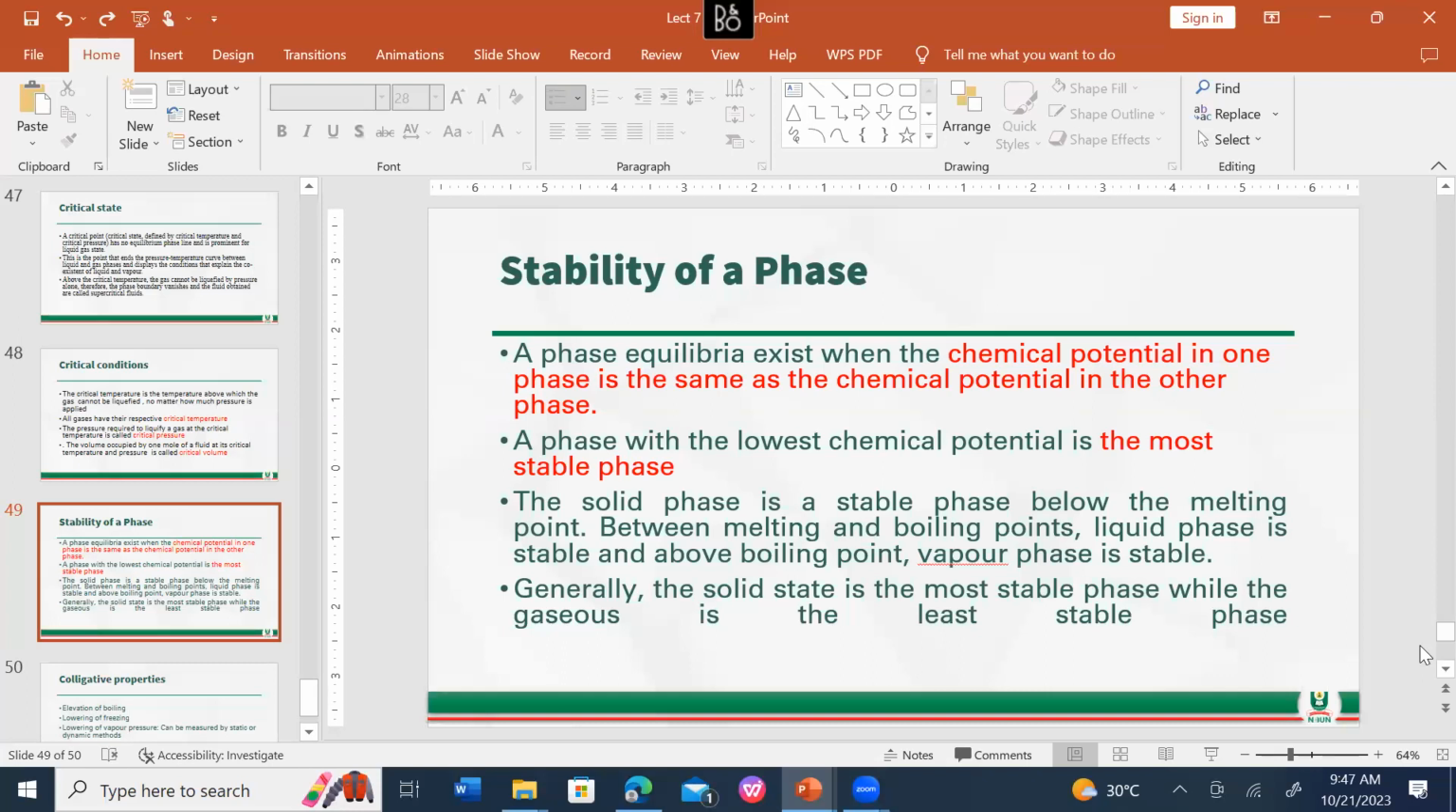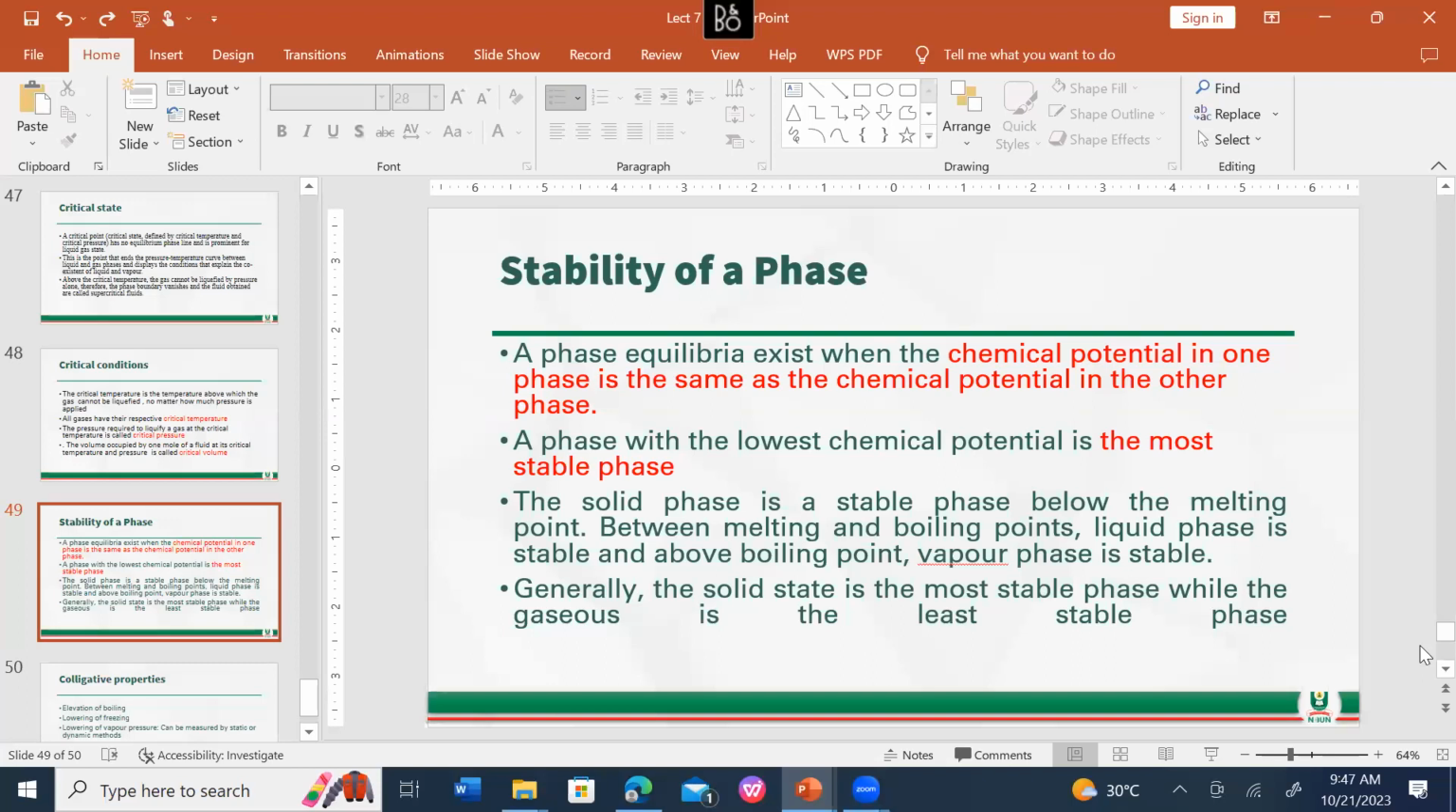Between melting and boiling point, liquid phase. When you look at a melting point, solid is the more stable phase. But between the melting and boiling point, liquid phase is stable. And above boiling point, vapor phase is stable. So take note of that.